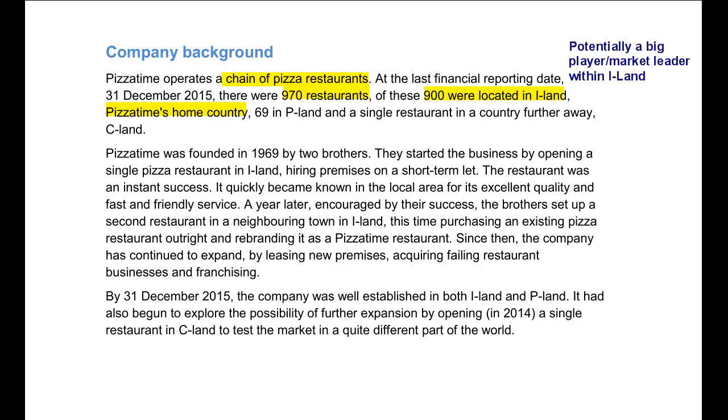They also have 69 restaurants in Peeland and a single one in Sealand. So very small presence in Sealand and a small-ish presence in Peeland. So this could be that there isn't the demand for pizza restaurants within these countries, or it could be that they are smaller nations as a whole, or less affluent nations where people aren't going out and spending money in pizza restaurants, or it could just be that these are very much new developments and that they are only just beginning to build their brand within these countries.